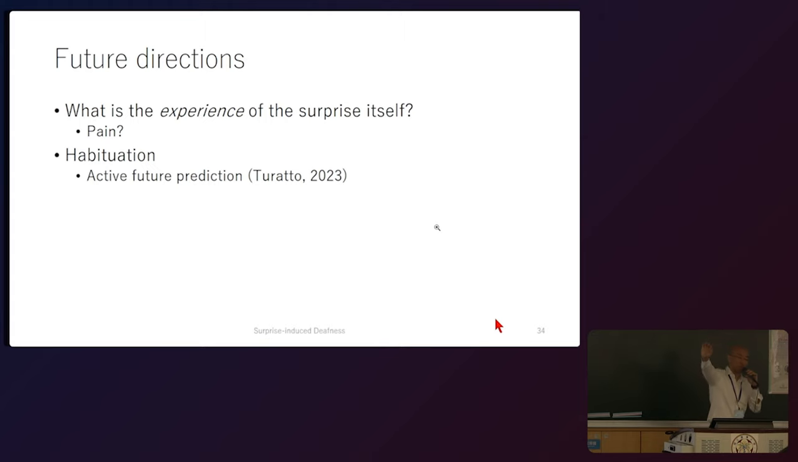Oh, sorry, I swapped. That was the second point. The first point is: what is the experience of surprise itself? What about pain? Is it surprise? How much of pain is surprise, and how much of it is the pure experience of pain? We don't really know. That's a very interesting research question to address a big portion of human experience. We try to avoid pain. So that's a tactile domain of surprise.